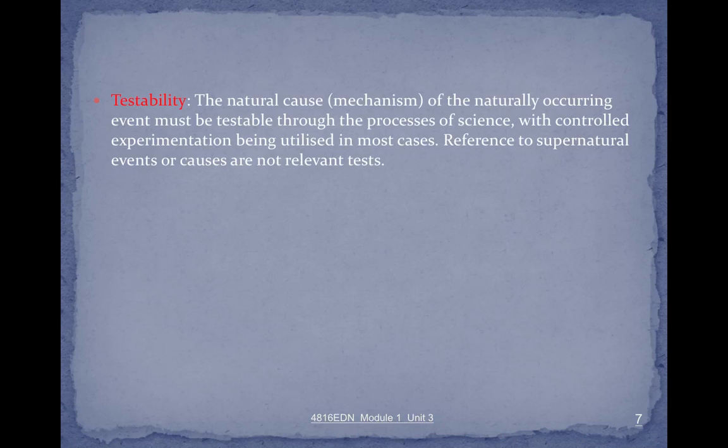Science is generally testable. Now, not all realms of science do specific tests or experimentation. Again, some of our more observational sciences, but it is a hallmark of science that we can use controlled experimentation to test. So the natural cause or mechanism of the naturally occurring event must be testable through the processes of science, with controlled experimentation being utilised in most cases. Reference to supernatural events or causes are not relevant tests.